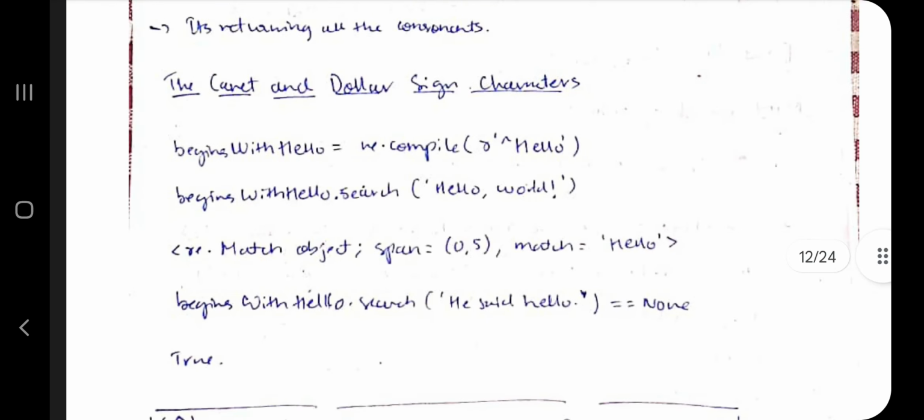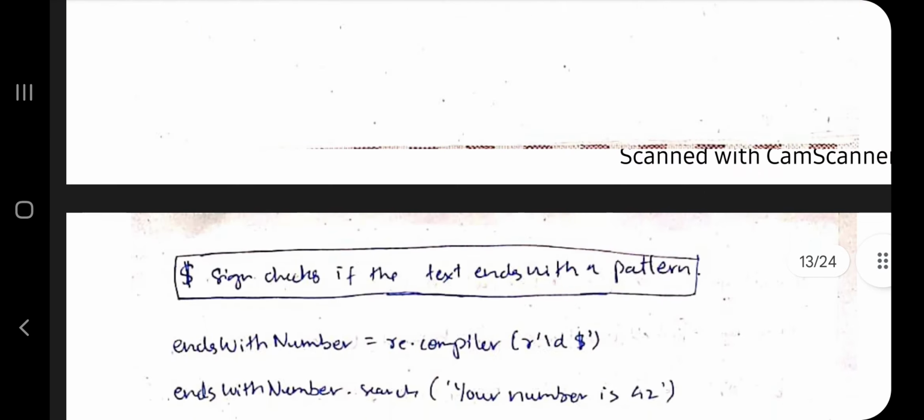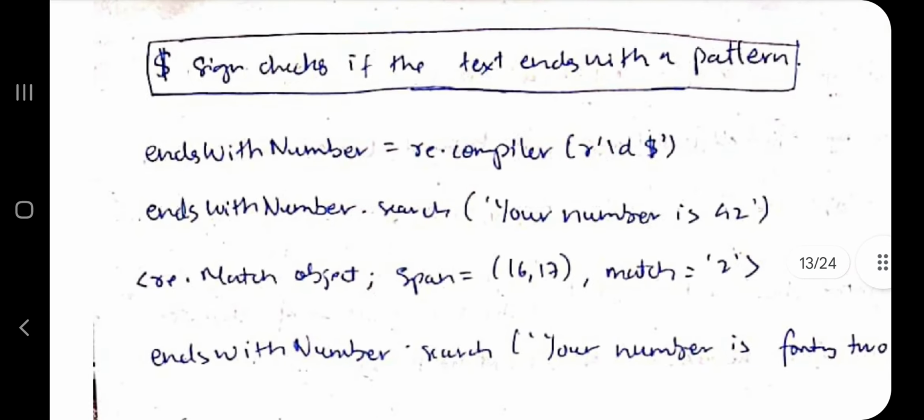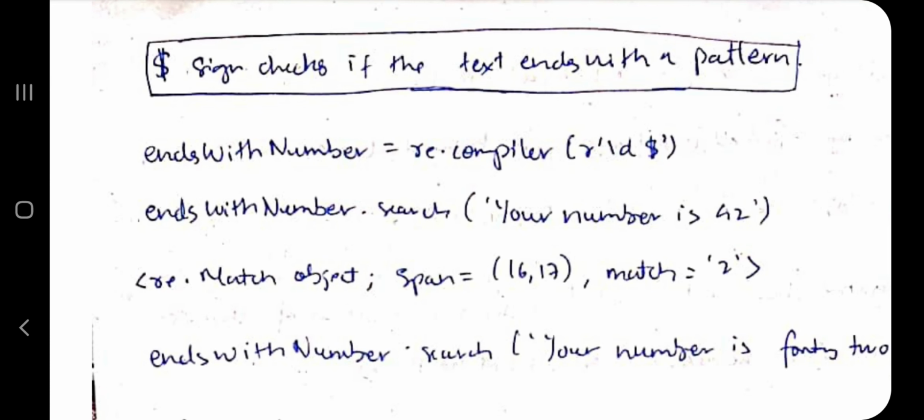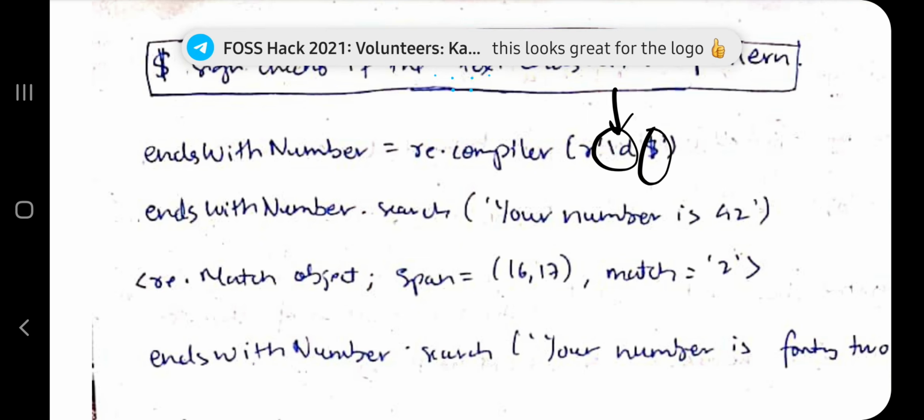Okay. And what is the dollar sign? The dollar sign means it is ending with that particular word or not. If I pass here the criteria \d and the dollar sign, that means whatever the ending text is there, it should end with a digit. If it is true, it will return a match, else it will return none.